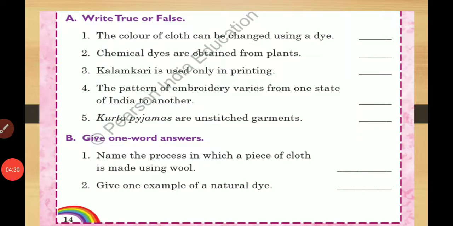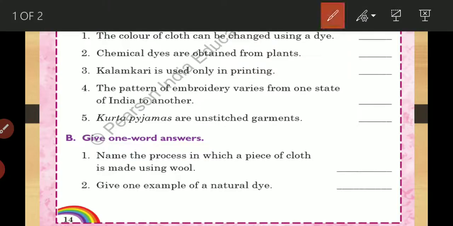Now all of you open your books and turn to page number 14. We will do the exercises of this chapter. A. Write true or false. You have to write true for the right statement and false for the wrong statement. First question is, the color of cloth can be changed using a dye. This statement is right. The color of cloth can be changed using a dye. You have to write here true. Write down here, true.